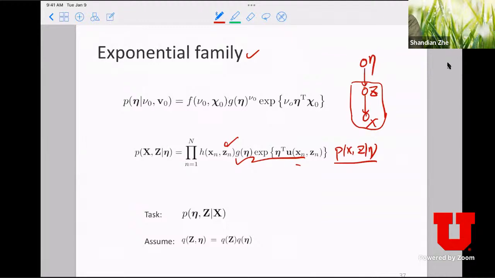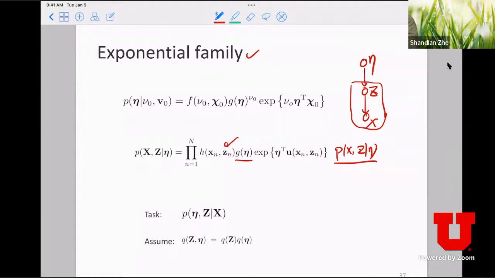So we have an exponential family, and the power has a linear structure, which is an inner product between the natural parameter eta and the sufficient statistics u, right? Sufficient statistics summarize the information inside these random variables. Usually this is a mapping from the random variables x and zn to the sufficient statistics. So it's an inner product eta transpose u of x and zn, and g of eta corresponds to the normalization term, right?